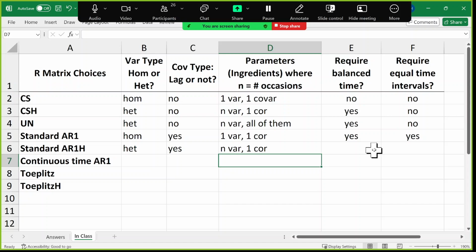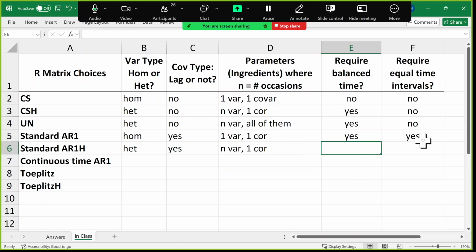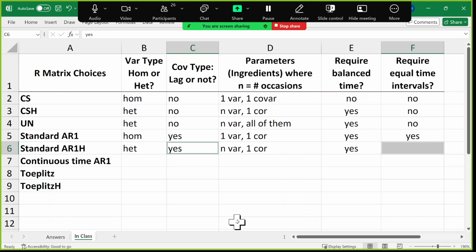Okay. Does it require balanced time then? Note the correspondence between columns B and E. Yes, it does. And does it require equal intervals? Yes, it does.